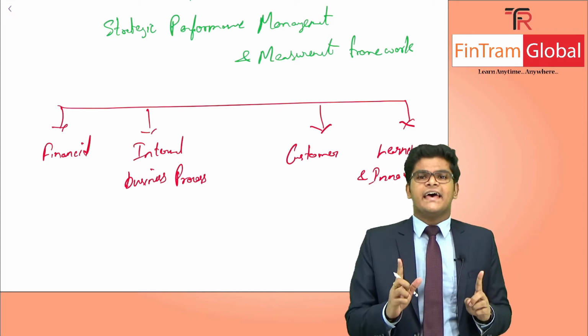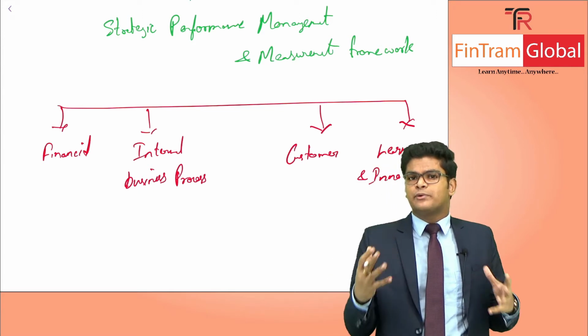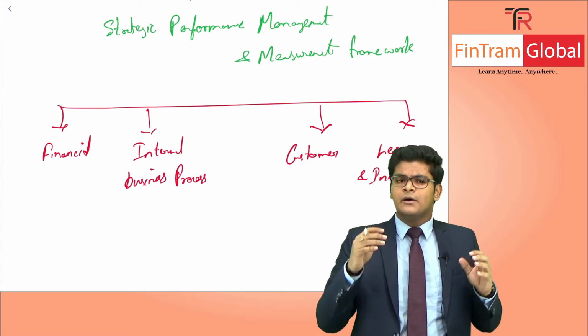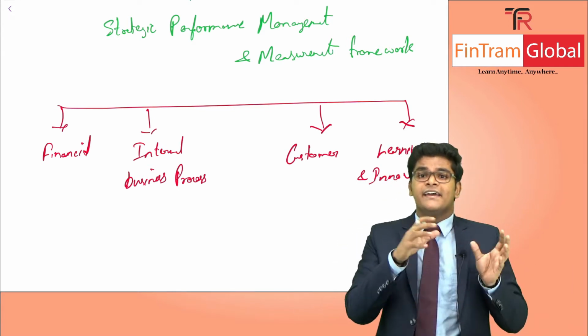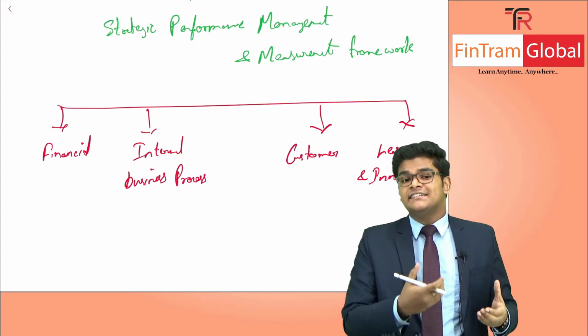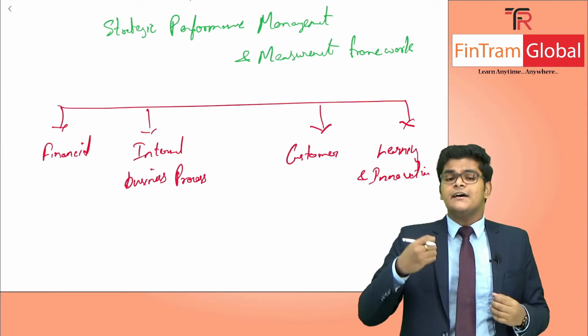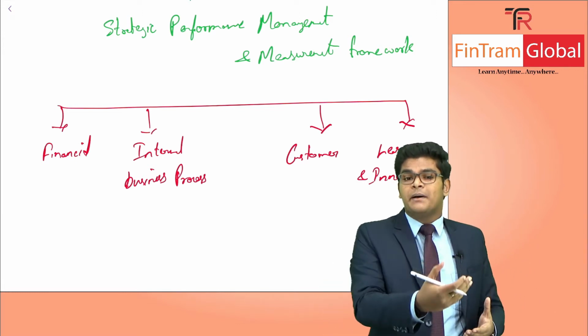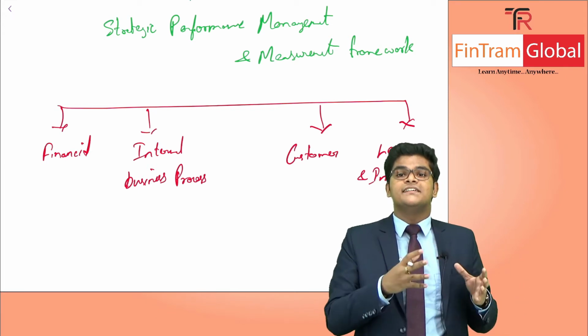Now, how exactly will we implement this in an organization? That is the next question that we have to answer. Okay guys, how exactly will we implement this framework of balanced scorecard into an organization? That is where strategy mapping comes into play. So what exactly is strategy mapping? It is an extension to the balanced scorecard approach that helps to implement the balanced scorecard within an organization.